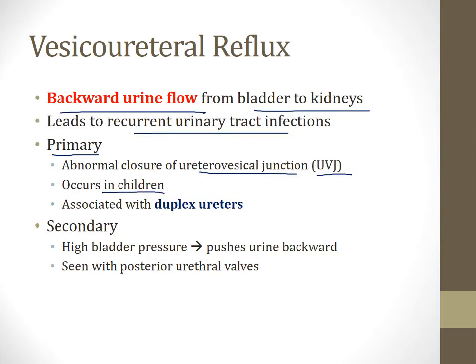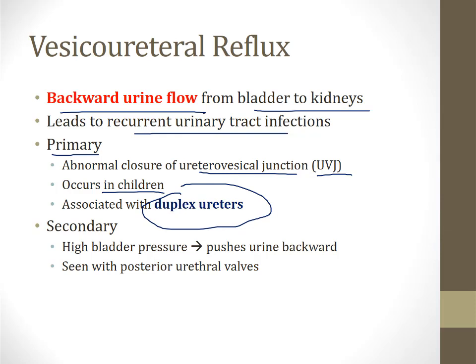This often occurs in children, and it's high yield to know that this is associated with duplex ureters. If the ureters form abnormally and they are duplex, they often insert abnormally into the bladder, and that often allows urine to leak backwards up towards the kidneys when the bladder contracts.